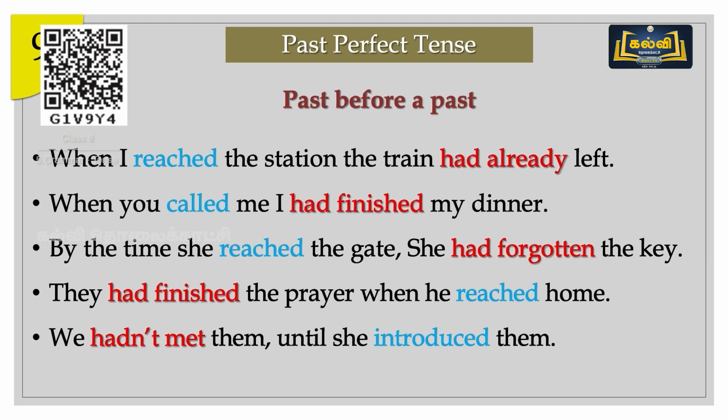Now you look at the pattern. When I reached the station, had already. So one past tense, another past perfect. Reached, had already. Called, had finished. Reached, had forgotten. Had finished, reached. Hadn't met them, introduced. The last sentence. We hadn't met them until she introduced them. Until that moment, they were not acquainted with each other.